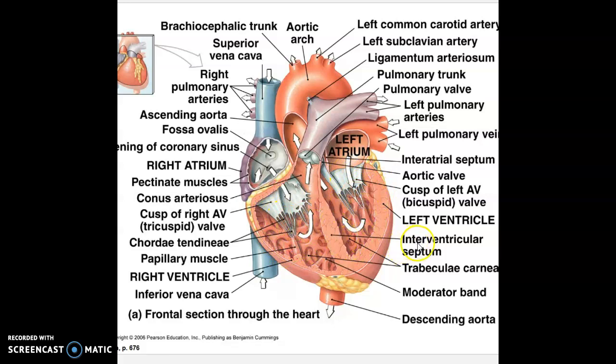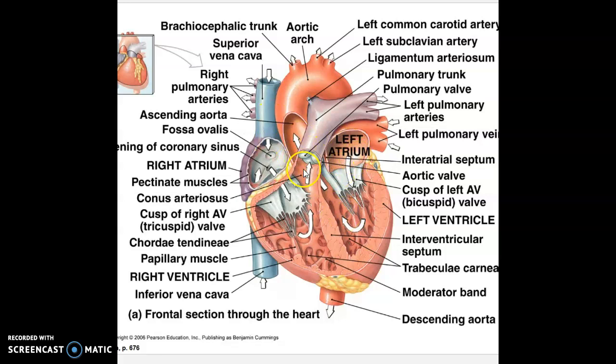So I've got an inter, meaning between, ventricular septum, the septum between the ventricles, and I also have an interatrial septum, which is what the fossa ovale allowed blood to go through in order to go from the right atrium to the left atrium when we were in our fetal circulation, our fetal heart blood circulation.